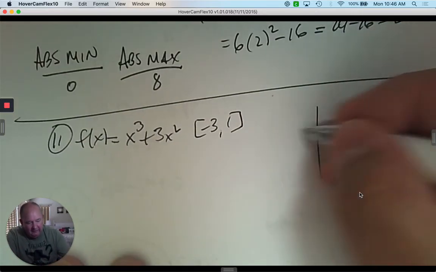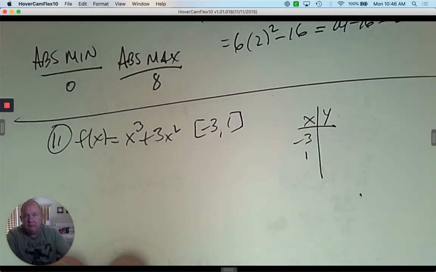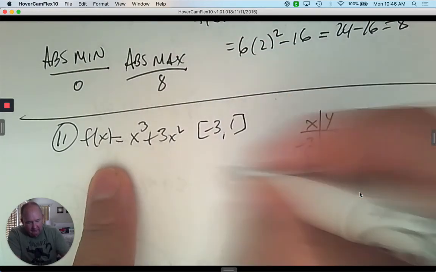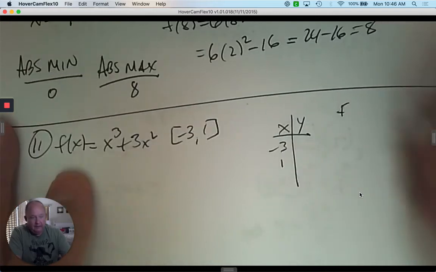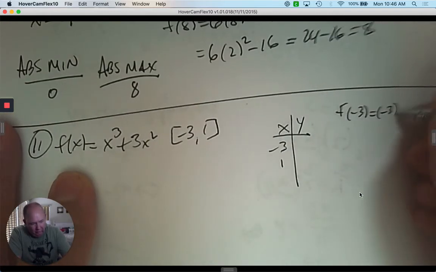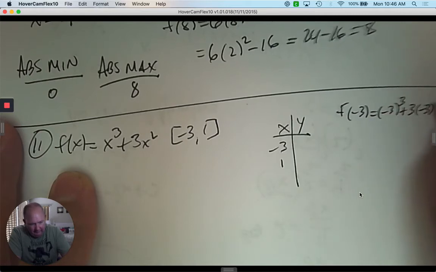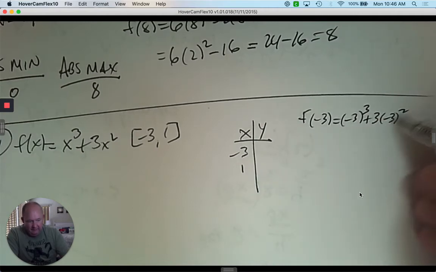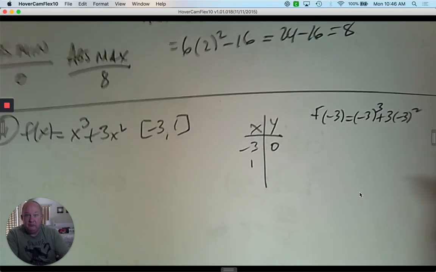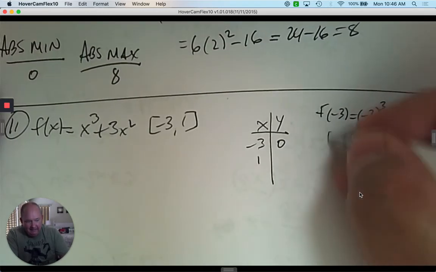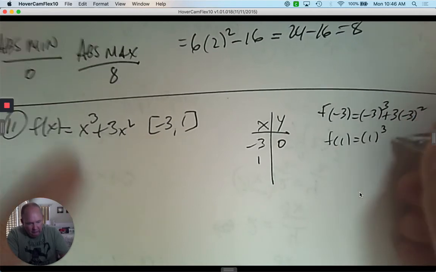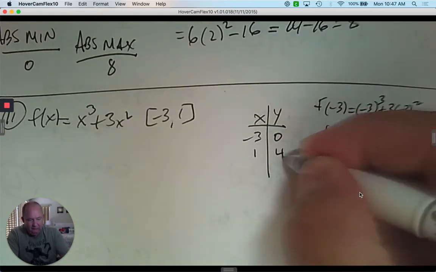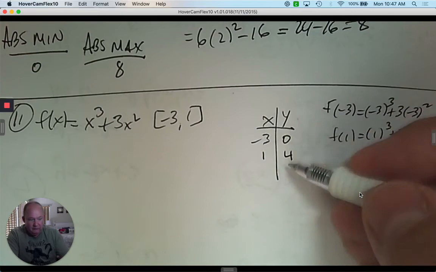So we do a table of values. We're going to start with -3 and 1. If I plug -3 in, I get a negative answer here. I'll do it right here on the side. -3 cubed plus 3 times -3 squared. So if I plug -3 in, I get -27, but this is going to give me +27, so that gives me the answer 0. Did you get that? How about the next one, +1? That's 1 cubed plus 3 times 1 squared. That's 1 plus 3, which is 4. So how are we doing so far? Those are the two to start with.